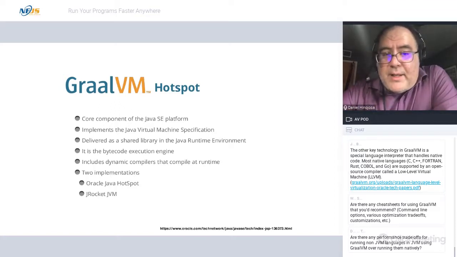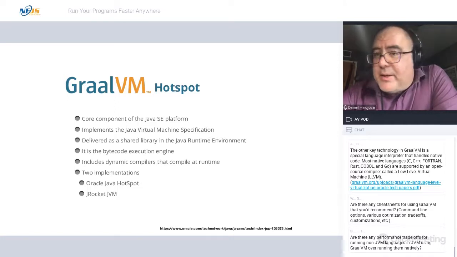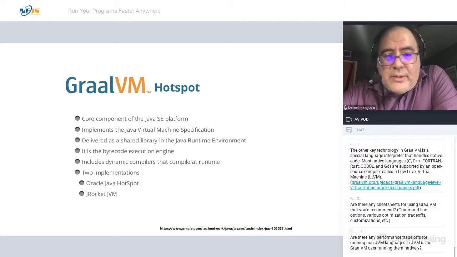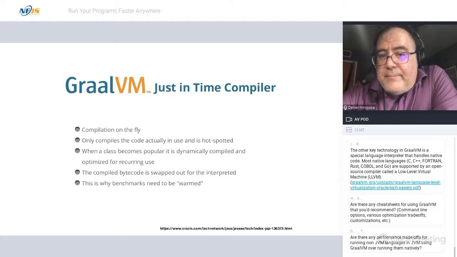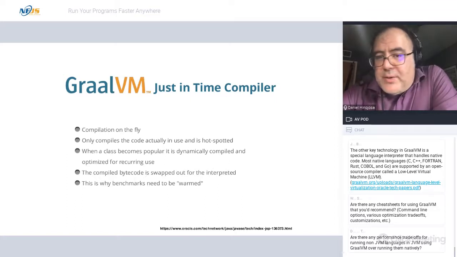Okay. So HotSpot is a core component of the Java SE platform. It runs the JVM specification, delivered as a shared library. It's a bytecode execution engine and includes dynamic compilers that compile at runtime. One of the more popular ones is the just-in-time compiler, which only compiles code when it's actually in use and hotspotted.